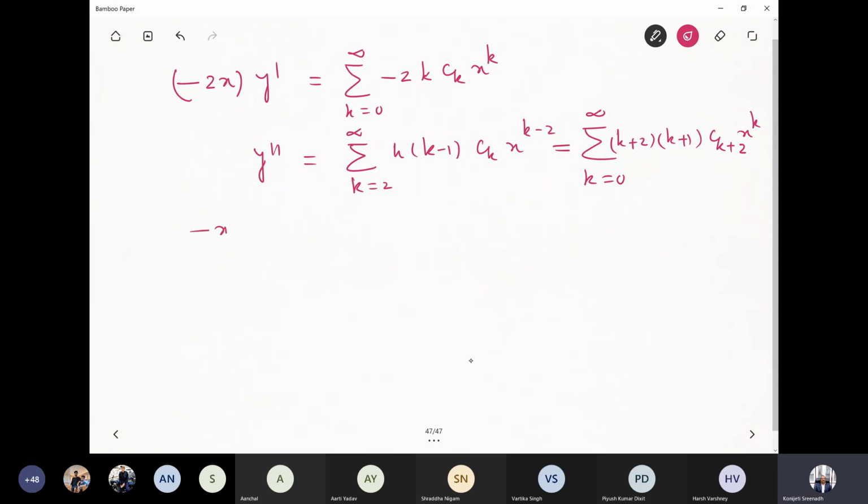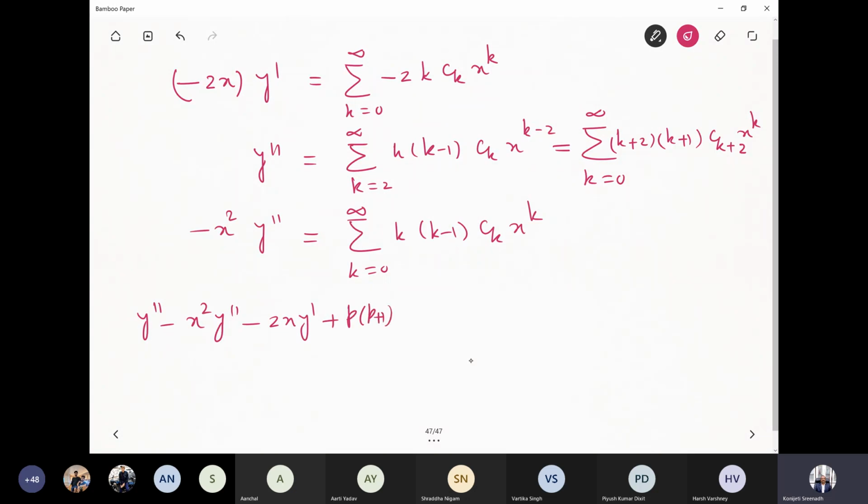And in the equation I have 1 minus x square into y double prime, so I need minus x square into y double prime. If I multiply, I get k into k minus 1 ck into x power k. I can write k equals 0 to infinity, because for k equals 0 and 1 it is 0. I can write everything in that form. So these are the terms that I have. The equation is 1 minus x square into y double prime, minus 2x into y prime, plus p into p plus 1 into y.